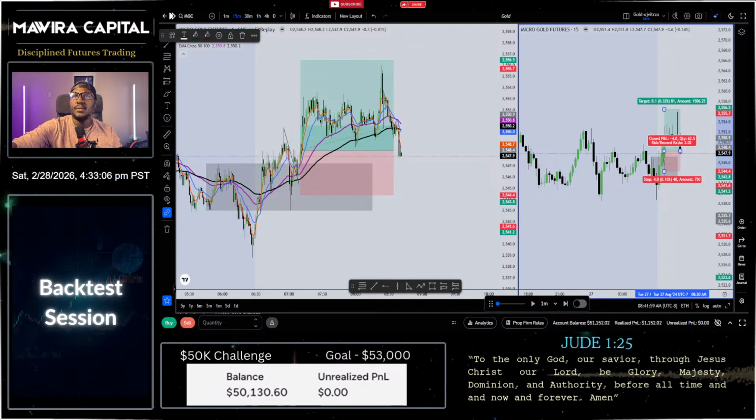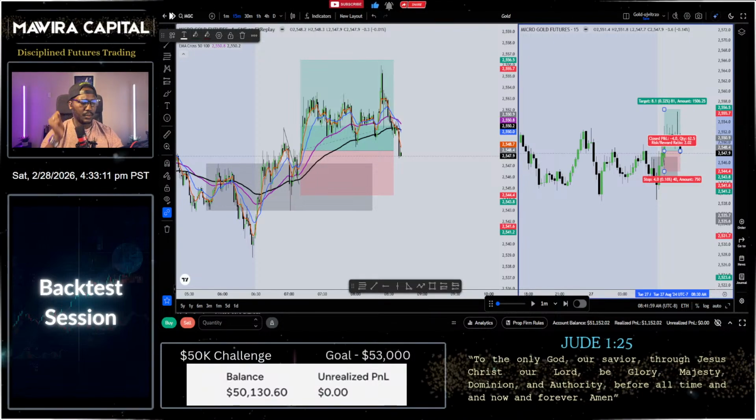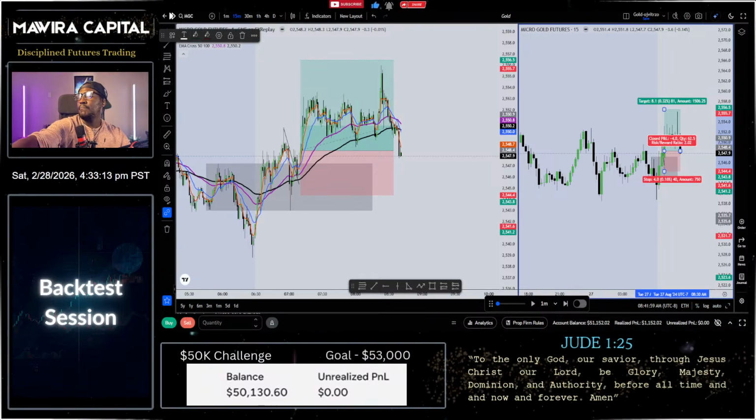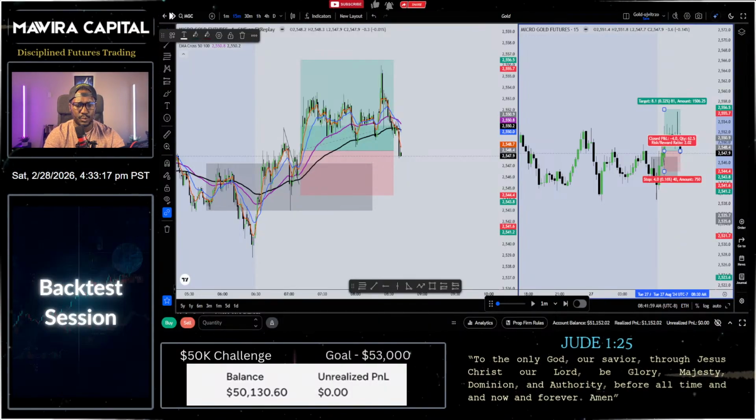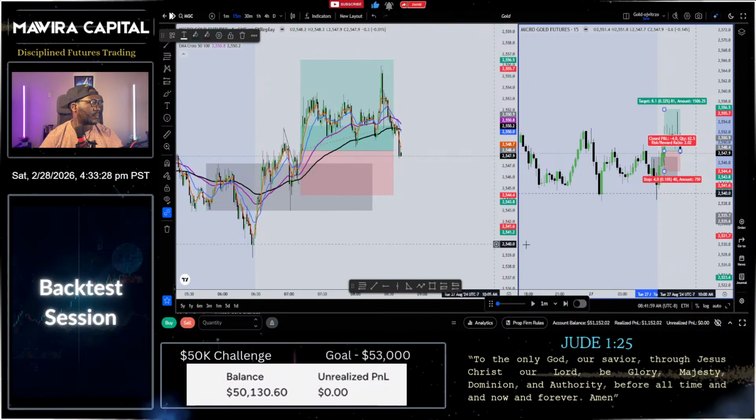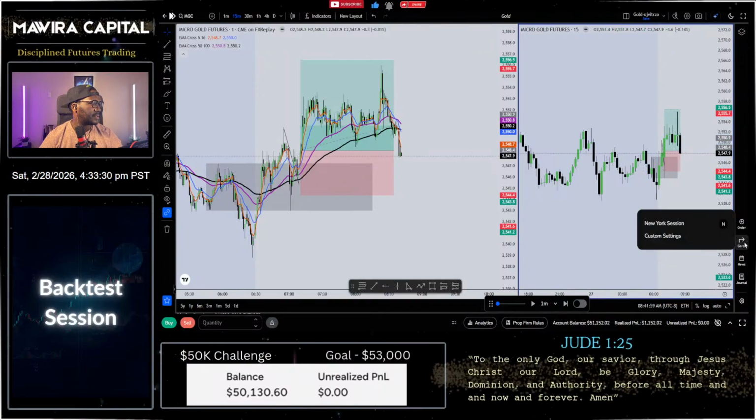There we go. So that's the progress of the challenge that I'm working on right now. We just did 3 weeks, so this is gonna be the fourth week, and we're still trying to get there. Okay, let's go to today's backtest real quick, and let's start.